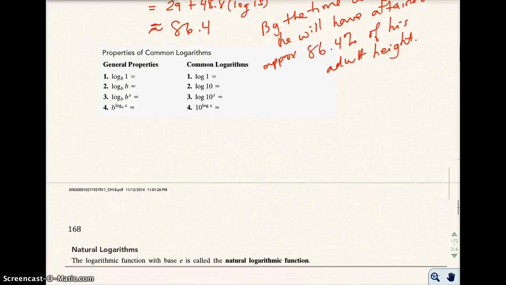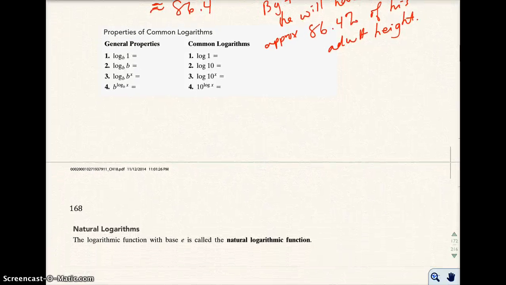Okay, some properties of common logarithms. Let's look at general properties. If I have log base b of 1, the exponent I need here is going to be 0.